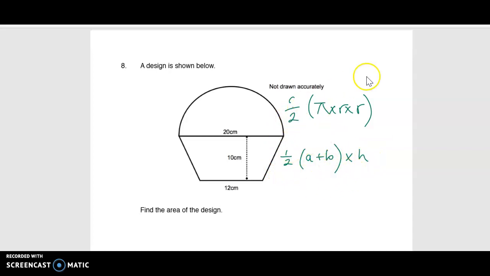Okay, so if you understand those, have a go and work those out if you understand those. So pause and have a go.